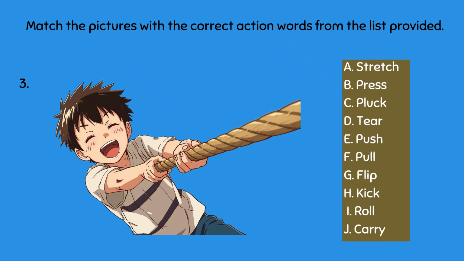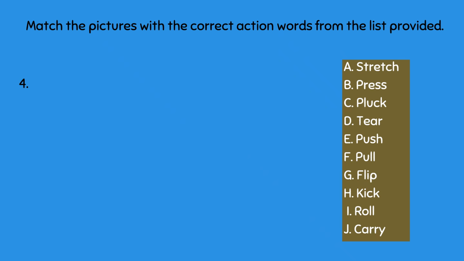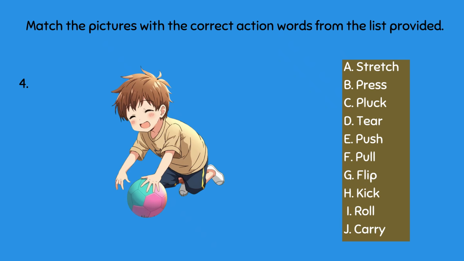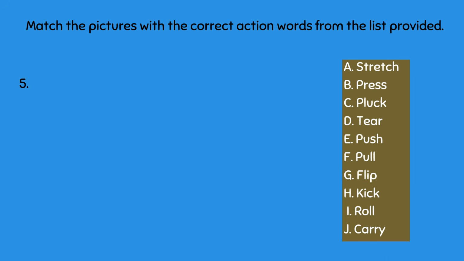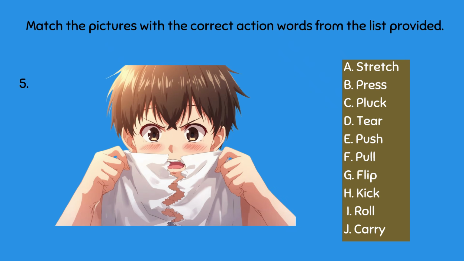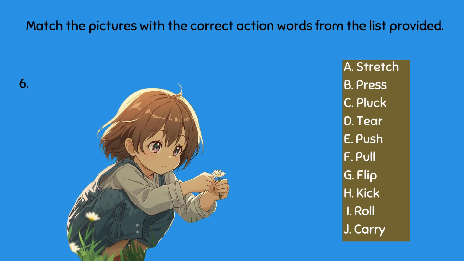For number 3, we have... answer is letter F, pull. Next, for number 4, we have... I, roll. For number 5, we have... D, deer. For number 6, C, black.